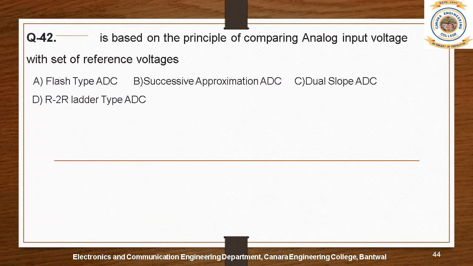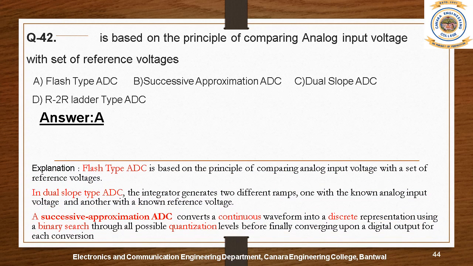Next question: what is based on the principle of comparing analog input voltage with a set of reference voltages? Answer is flash type ADC. What is flash type ADC? It is based on the principle that it compares the analog input with a set of reference voltages. Different types of ADCs are mentioned in the explanation. You can go through it.